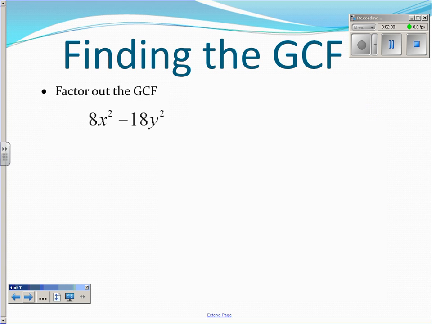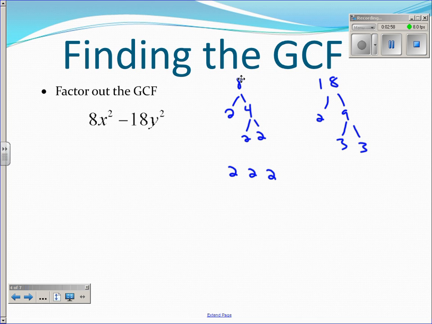Okay. Let's look at the next problem. We want to tree 8 and 18. 4 is not prime, so we need to tree that further. 2 times 9. 9 is not prime, so we break that down to 3 and 3. So we have 8 is 3 2's, and XX. How do we know that's right? We can multiply 2 times 2 times 2, and we should get what we started with, 8. 18, I have 2, and then 2 3's, and 2 Y's. We might want to multiply 2 times 3 times 3 to make sure that really is 18.